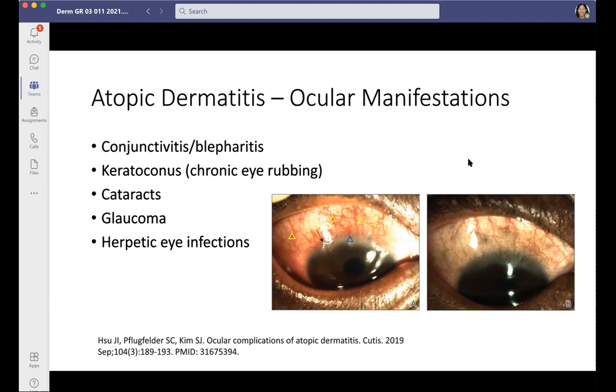Anyone else have any questions or comments? Otherwise, we have a couple minutes if you wanted to talk about atopic dermatitis.